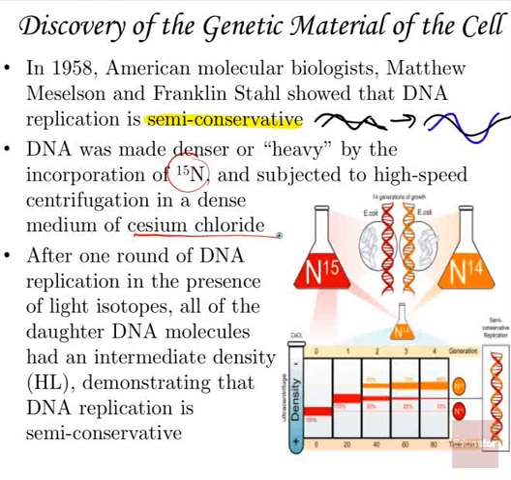So after one round of DNA replication in the presence of the light isotope, all of the daughter molecules had an intermediate density, or heavy-light. So from 100% heavy to 100% intermediate. And then they did one more replication. At that point, they saw a reduction of the intermediate down to 50%, and then they saw 50% being fully light.